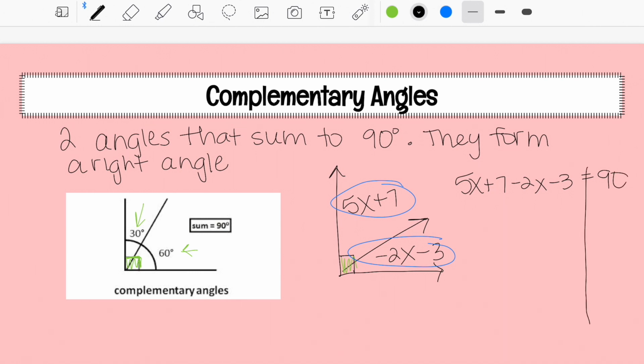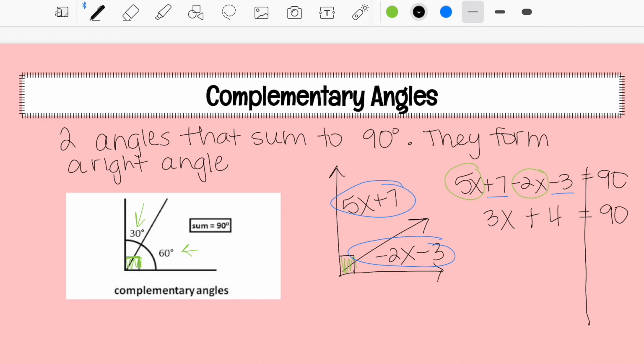I'm going to draw my line to show the different sides of my equation. And just like last time, I see that I have like terms that I can combine. I have a positive 5x and a negative 2x. That will combine to make a positive 3x. And then I have a positive 7 and a negative 3. This will combine to make positive 4. So all I've done on the left-hand side of my equation is simplify it by combining like terms, and my right-hand side will still equal 90.